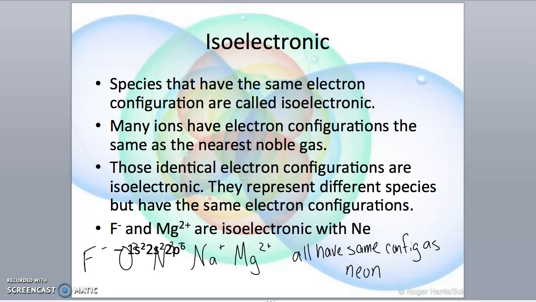Isoelectronic species have the same electron configuration. We have seen many examples of this in this lecture, as the ions often result in a noble gas notation. As an exercise, write the electron configurations for the fluoride, oxide, nitride, sodium, and magnesium ions. These should all have the same configuration as the noble gas neon if they're done correctly. Additional practice will include electron configurations for the 5 exceptions mentioned.